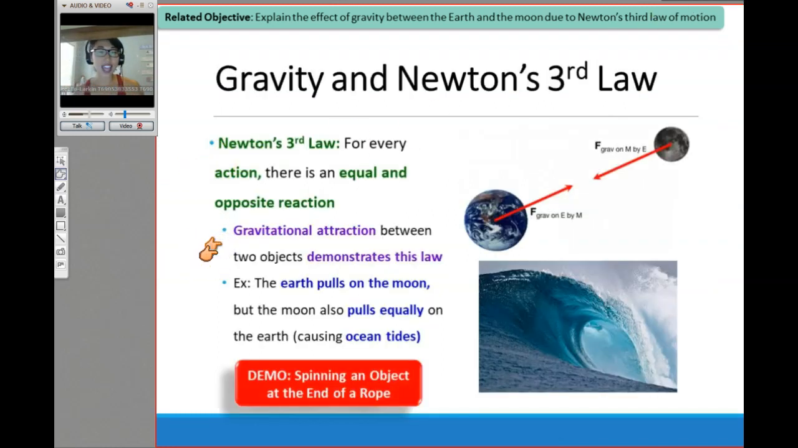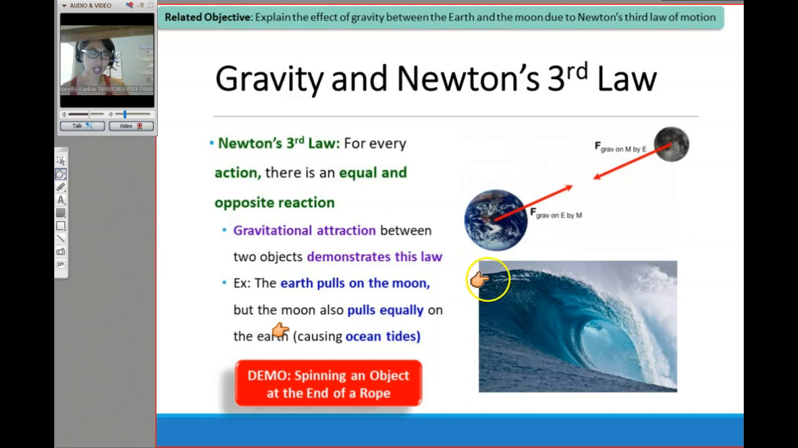Now, what this means is that gravitational attraction between two objects demonstrates this law. So the gravity of the Earth pulling on the moon is exactly identical in amount, but opposite to the force of the moon on the Earth. Okay, so they both are pulling each other with the same force of gravity. So the Earth pulls on the moon, but the moon also pulls equally on the Earth. And one of the most important things that happens here is this actually causes the ocean tides, because the moon is pulling water on the Earth towards itself, which causes waves, causes the tides to rise and to fall.